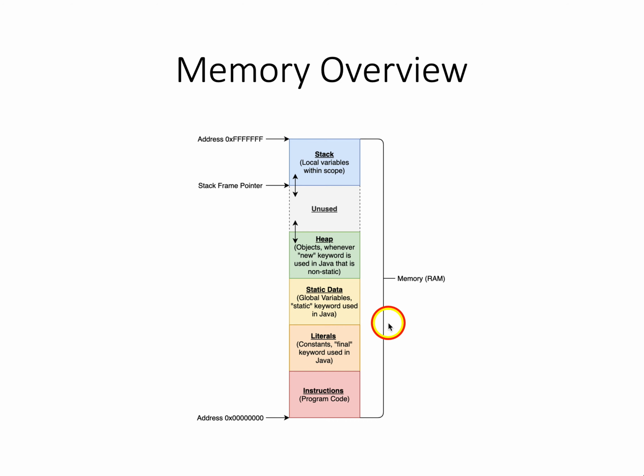So if you do like static int or static double, things like that. We'll spend most of our time talking about the heap and the stack. The heap is where objects are placed. It's whenever the new keyword is used in Java, and non-static objects are placed on the heap. And the stack is local variables. So if you were to just do int x equals 0, that is placed on the stack.